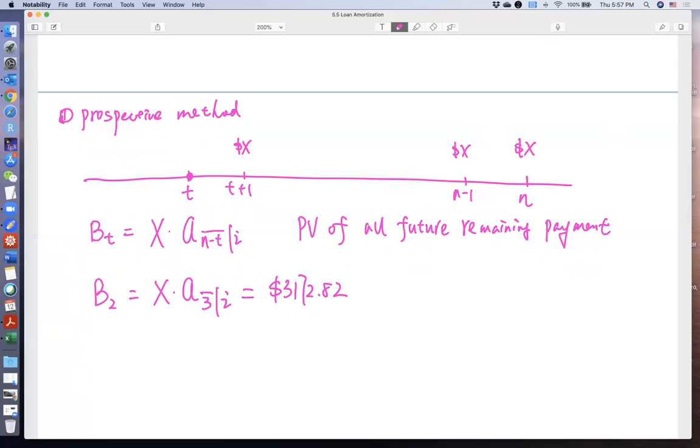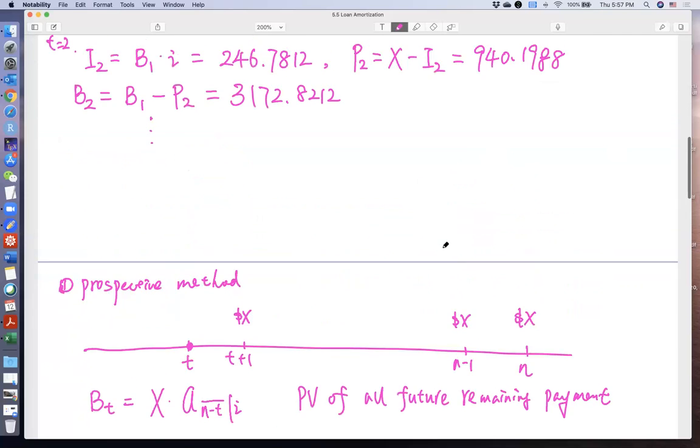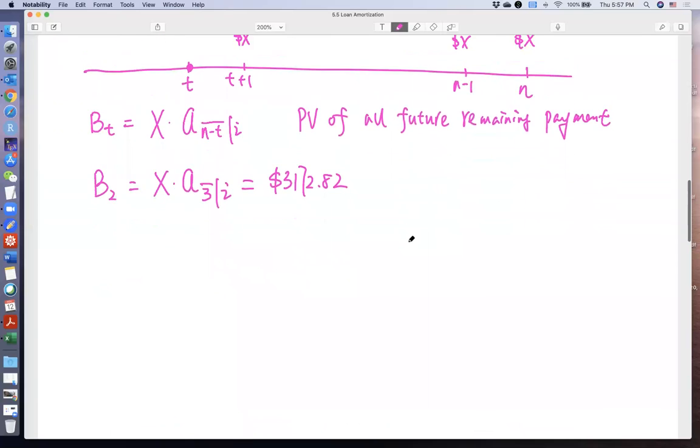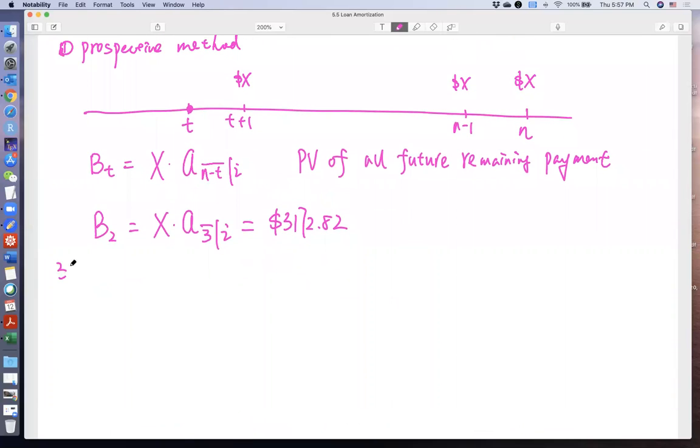So if you round to 2 decimal places, it's 82. We did a little bit more previously. So that's one method. The second one takes a little effort to understand. It's the opposite side. It's called the retrospective method.